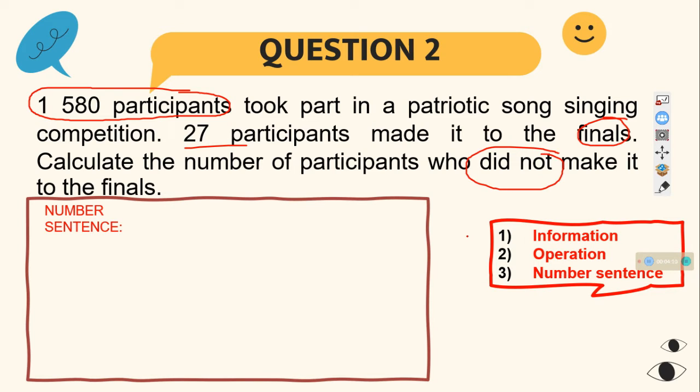So which operation do we use? Addition or subtraction? We want to find who did not make it to the finals. We use subtract because 27 participants made it to the finals. The question asks about who did not make it to the finals. So we use subtract. So the number sentence for this question is 1,580 minus 27. Okay. Done for question 2.